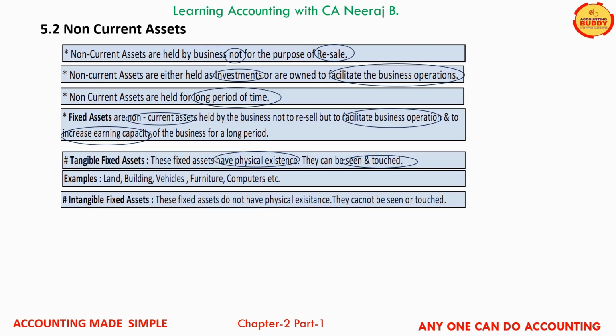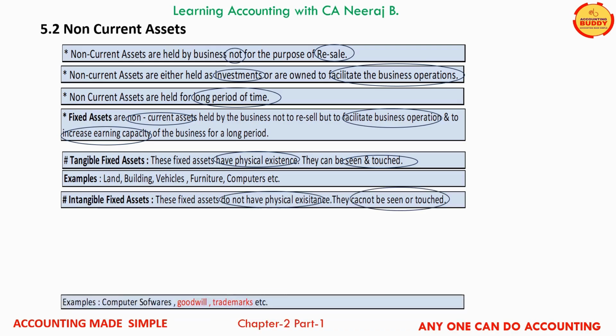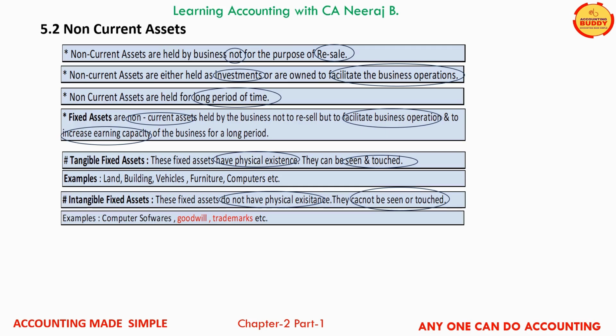Intangible fixed assets do not have physical existence. Examples of intangible assets are computer software, goodwill, and trademark. The terms goodwill and trademark will be explained to you in the subsequent chapters.